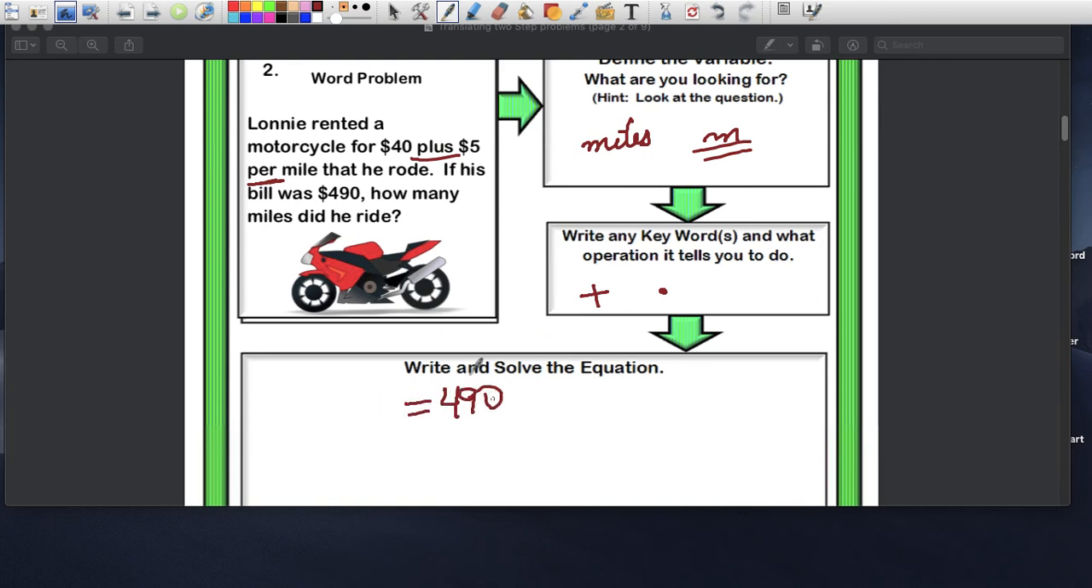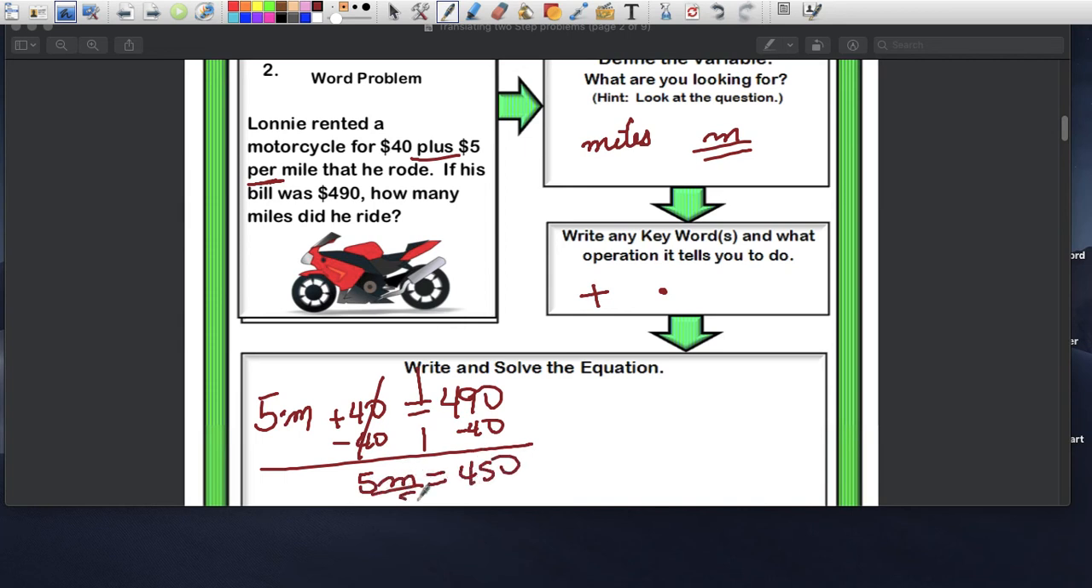And where did that 490 come from? Well, it came from the $5 per mile, per means multiplication, plus the $40 that I pay them to rent the bike. And that's my equation. I'm going to do minus 40, minus 40. This goes away. 5m comes down. That becomes 450. Divided by 5, divided by 5. M equals 90. So how many miles did I ride on my bike? I rode 90 miles.